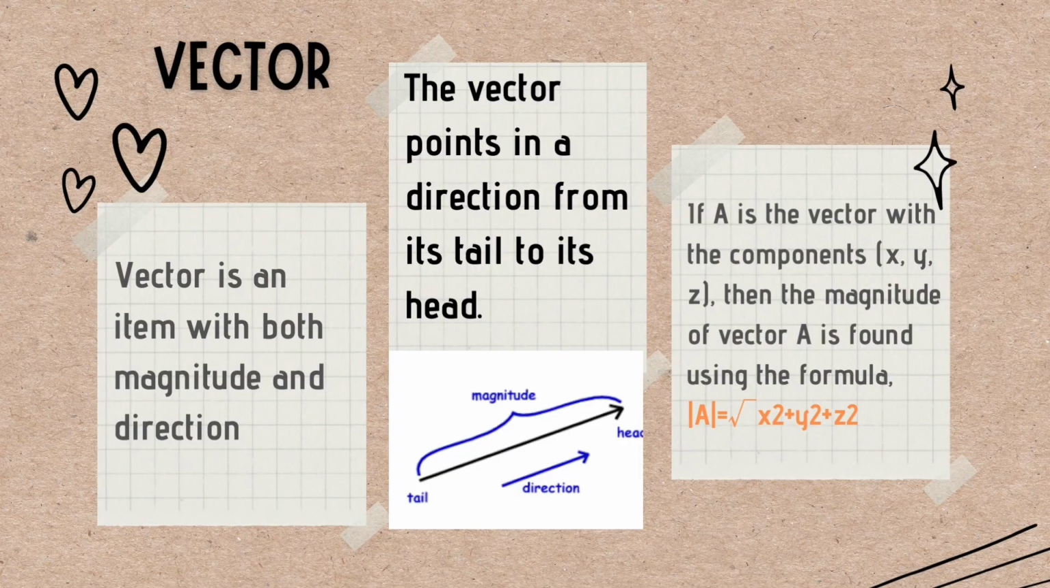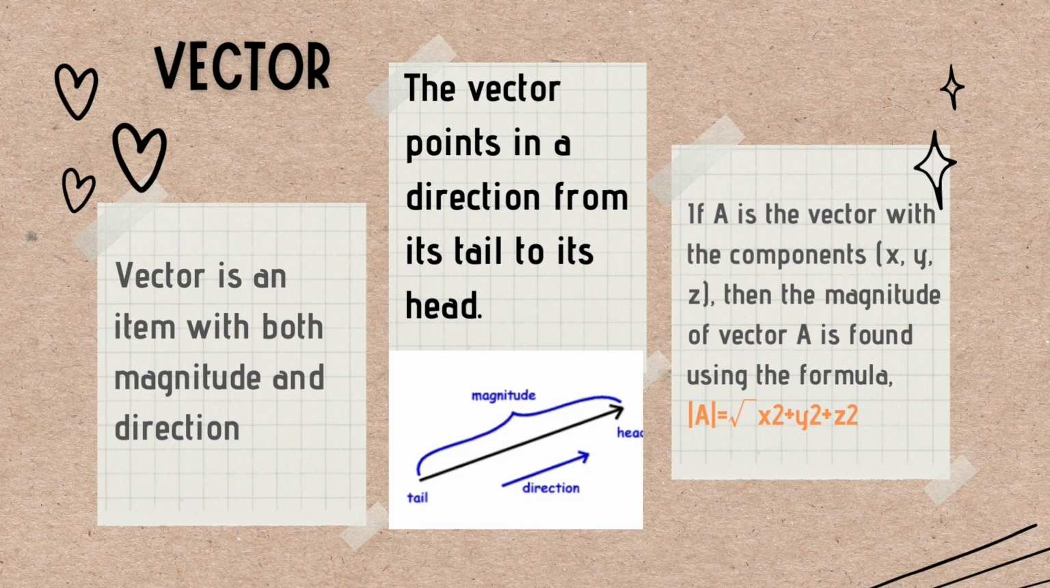A vector is an item with both magnitude and direction. A vector can be visualized geometrically as a directed line segment with an arrow pointing in the direction and a length equal to the magnitude of the vector. The vector points in a direction from its tail to its head. If A is the vector with the components x, y, z, then the magnitude of vector A is found using the formula: modulus of A equals the square root of x squared plus y squared plus z squared.